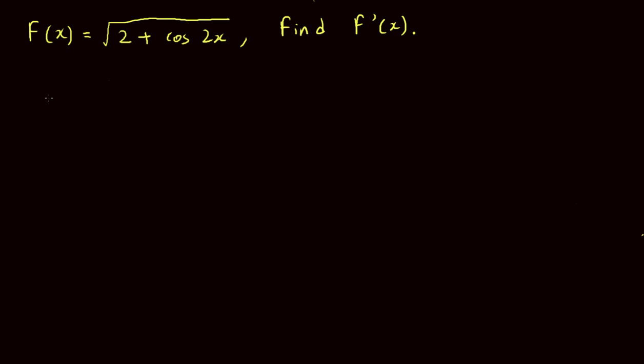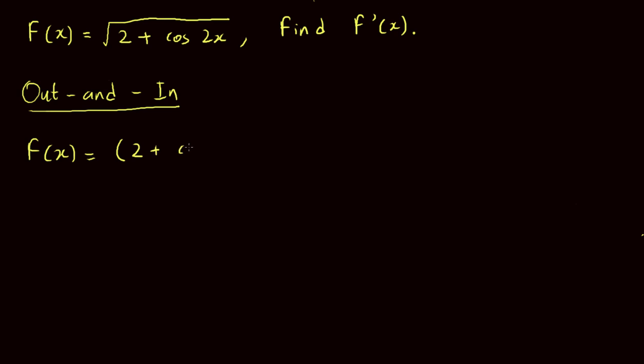Okay, so assuming that you already paused the video, we're of course going to use the same strategy again, the out and in strategy. So how does it work? f(x) is equivalent to 2 plus cosine of 2x to the power of half. So as we find the derivative of f(x), what happens?